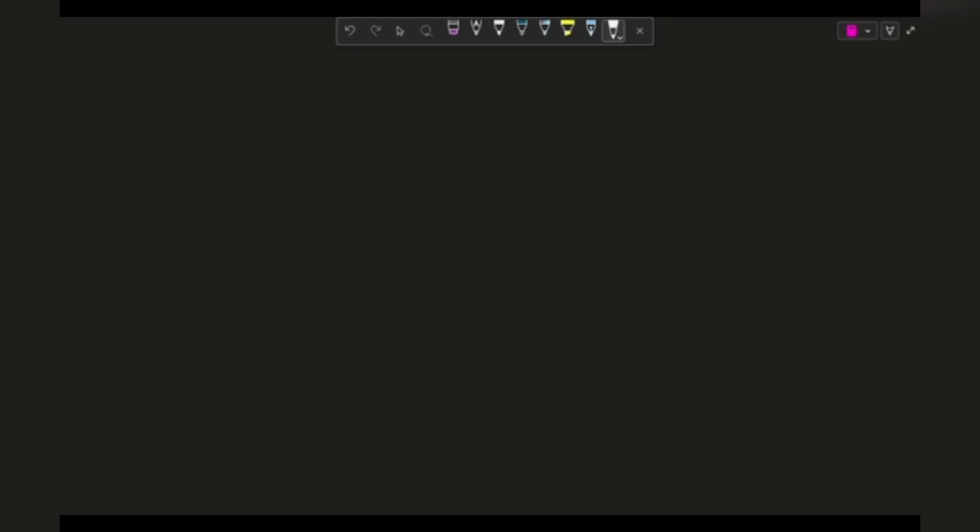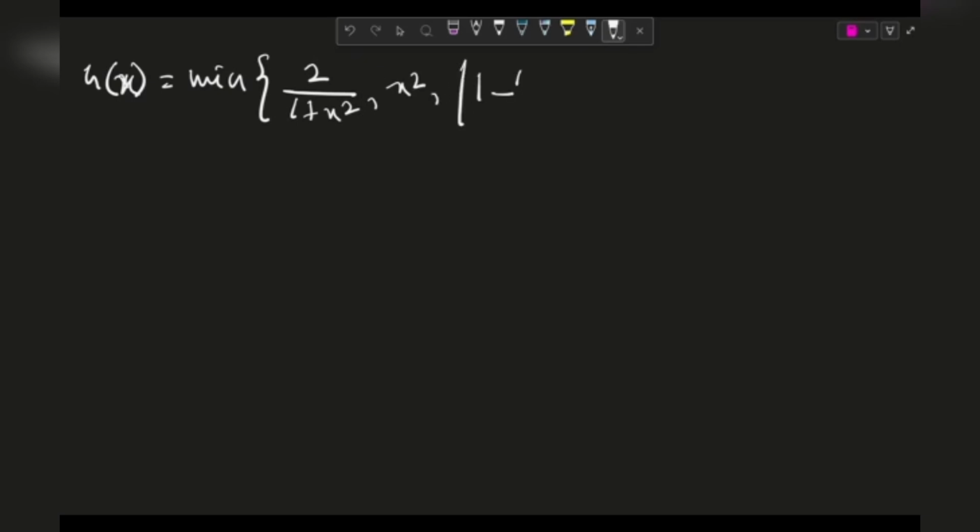So first I will write out what we had. This is h of x equal to the minimum of 2 by f of x, which is 2 by 1 plus x square, and mod of 1 minus mod x.